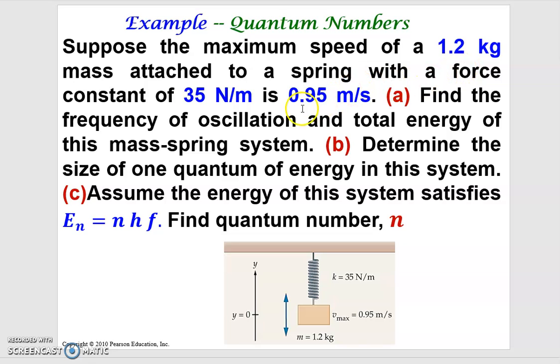speed is 0.95 meter per second, and the mass is 1.2 kilogram and the spring constant is 35. So in question A, they want you to find out the frequency of the oscillation and the total energy of this mass spring system. So maybe some of you already noticed that.